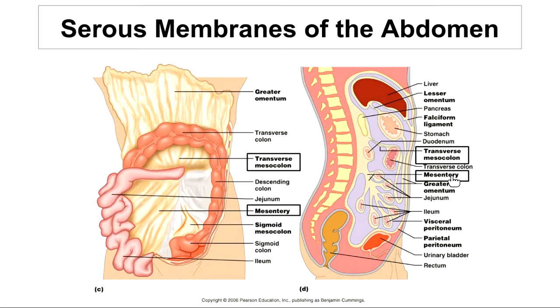The transverse colon is supported by the mesocolon, and you can see that on this picture on the right also. There's your large intestine, and you see that it's got the mesocolon holding it.